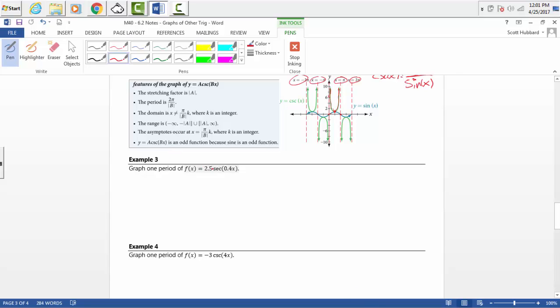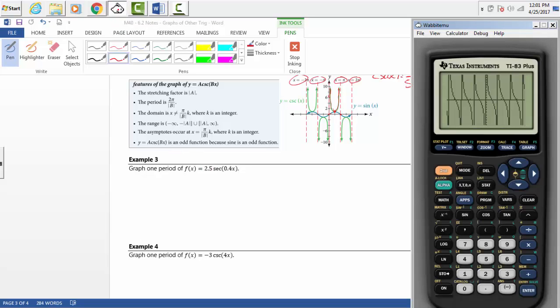So we can just jump right into graphing a period. We can just go ahead and use our calculator. So we go here to y. So we want 2.5. Now there's no secant button on our calculator, but remember that secant is just 1 divided by cosine. So if we just write 2.5 divided by cosine of 0.4x, like that, and then we go ahead and hit graph, and we get our drawing. And I zoomed out a little bad here, so I'm going to have to go to standard, I think. Should be fine. Yeah, here we go.